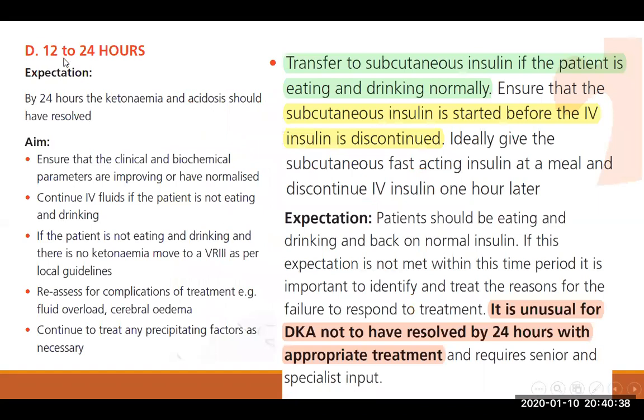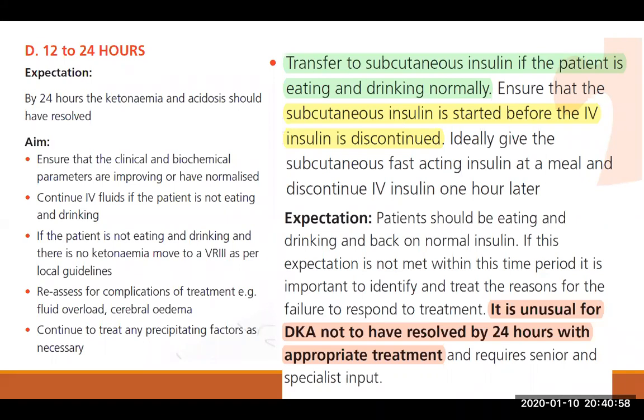After 20 to 24 hours, we must transfer to subcutaneous insulin if the patient is eating and drinking normally, and of course, after resolution of DKA. Subcutaneous insulin is started before intravenous insulin is discontinued. This is very important.